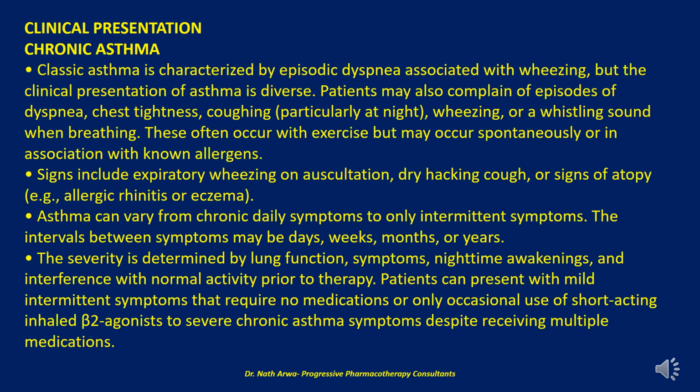4. The severity is determined by lung function, symptoms, nighttime awakenings, and interference with normal activity prior to therapy. Patients can present with mild intermittent symptoms that require no medications or only occasional use of short-acting inhaled beta-2 agonists to severe chronic asthma symptoms despite receiving multiple medications.